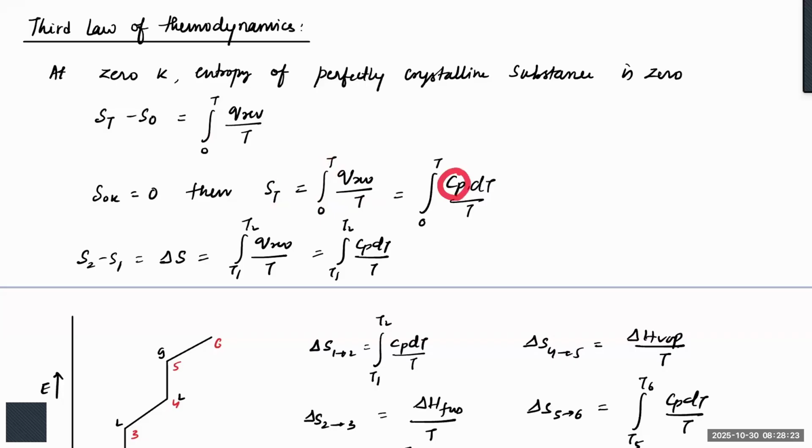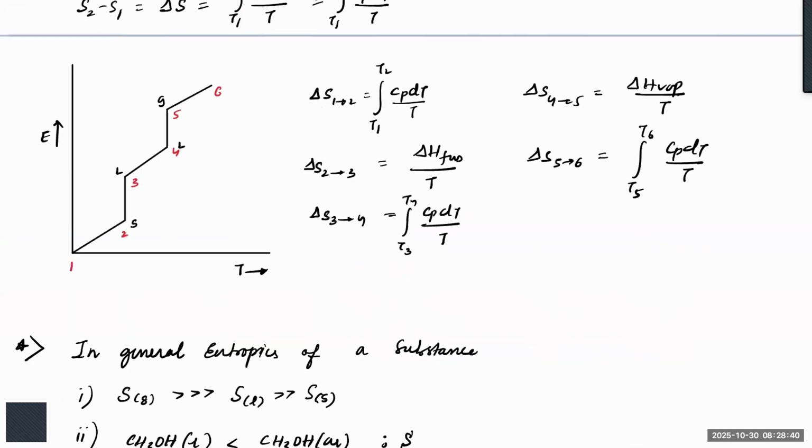Q reversible at constant pressure can be written as Cp dT by T. If there is an entropy change thereafter, I can write the integral from T1 to T2 of Q reversible by T, or the integral from T1 to T2 of Cp dT by T. For example, just now we learned that entropy changes happen from 1 to 2 here, then solid to liquid change, then liquid to gaseous change, and gaseous to gaseous.